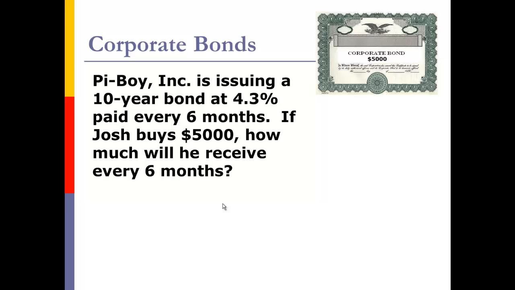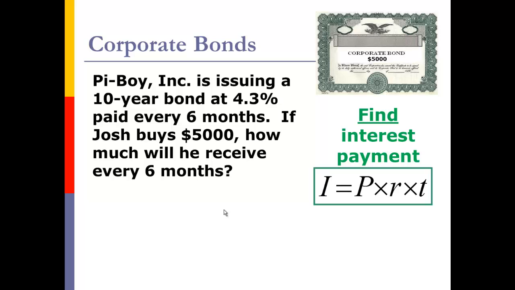So now, if he buys the $5,000 bond, how much will he receive every 6 months? What we're looking to do is find the interest payment. You may recall from the last video on the formula that interest is P times R times T. P is the principal, the present value. R is the rate, and it's usually an annual rate. And T is the time, and basically T and R need to be in the same time frame.